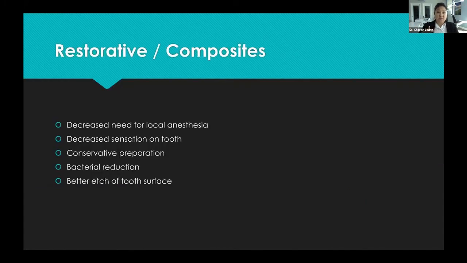So you have a decreased need for local anesthesia by using this on hard tissue, decreased sensation on the tooth. You can do a very conservative preparation as well, just by the nature of what the laser does, which is reduce the bacteria in there. It also helps you to see more when you're doing it, because you can hear a difference between when you're in that carious tooth structure and when you're in healthy tooth structure. And then you also get a better etch of the tooth surface.